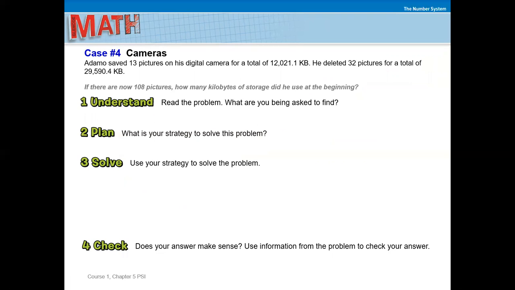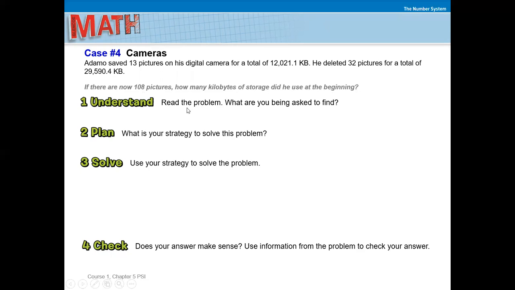Case number 4, cameras. Adamo saved 13 pictures on his digital camera for a total of 12,021 1/10 kilobytes. He deleted 32 pictures for a total of 29,590 4/10 kilobytes. If there are now 108 pictures, how many kilobytes of storage did he use at the beginning?